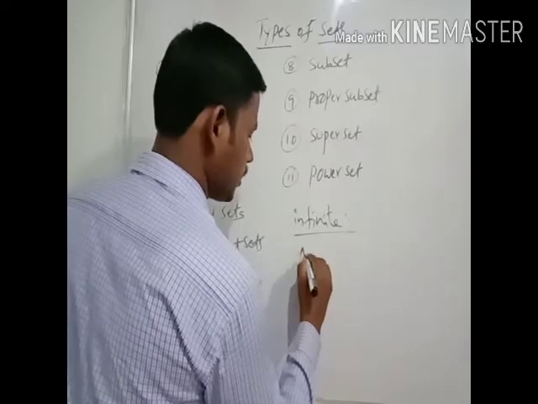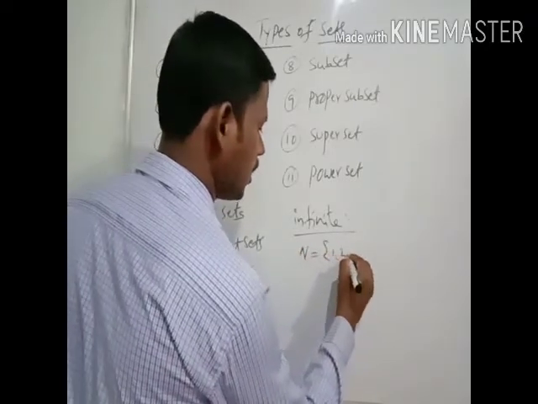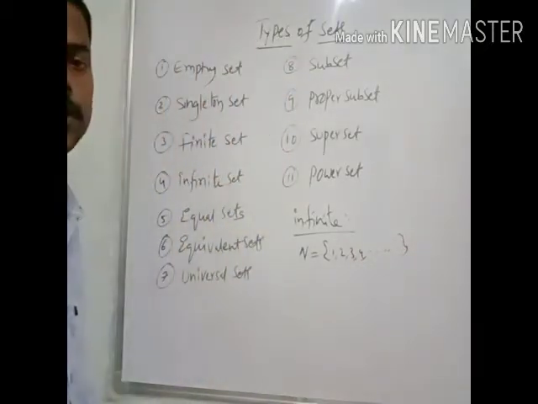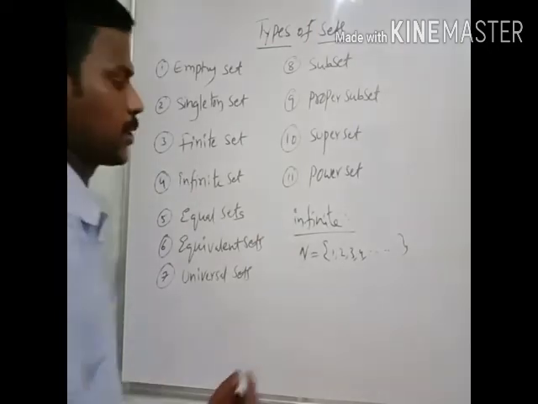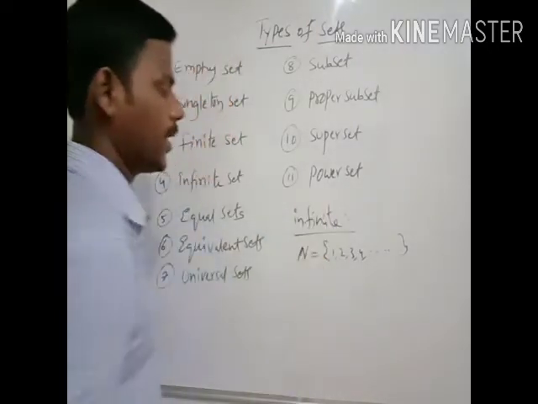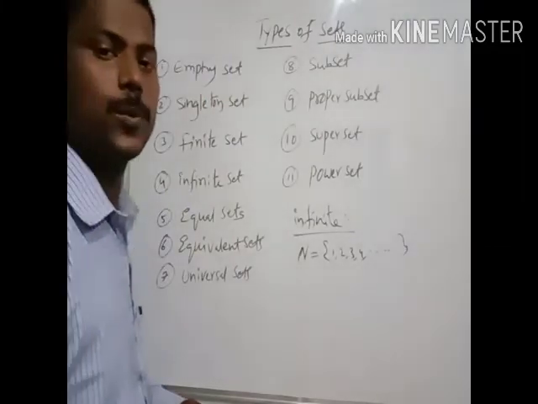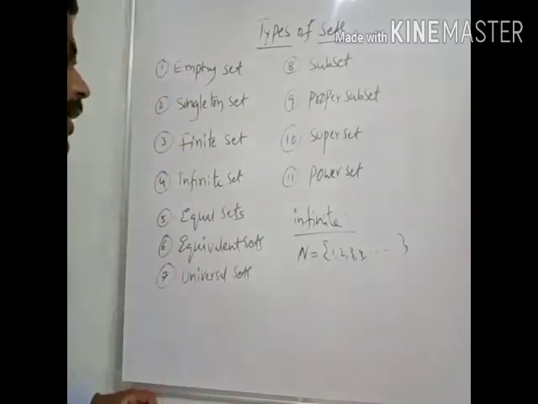Example, the set of counting numbers. Take 1, 2, 3, 4 and so on. So counting numbers are how many, children? Infinite. Are you understanding? So infinite set means a set containing an uncountable number of objects or elements is called an infinite set.